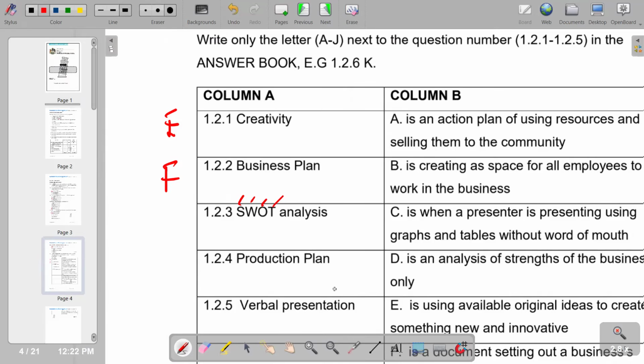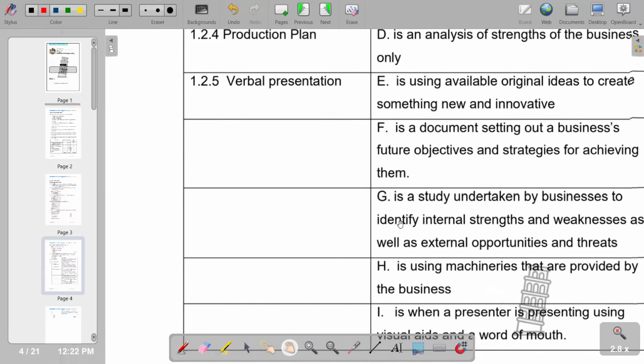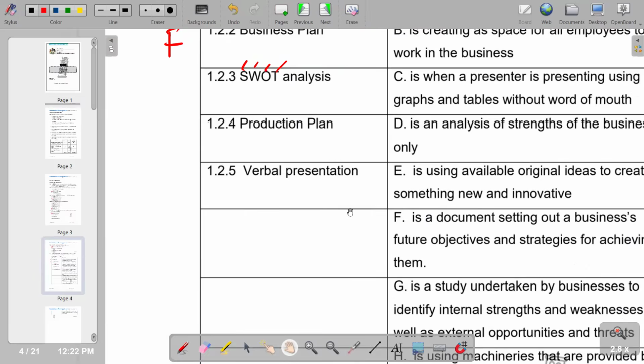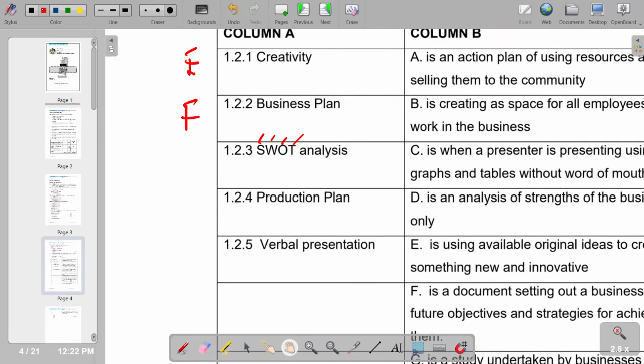So within that context, we check again which one matches a SWOT analysis according to our column B. So we go to the further responses that we are given. We go to G: is a study undertaken by businesses to identify internal strengths and weaknesses as well as external opportunities and threats. So exactly, G is the correct response.